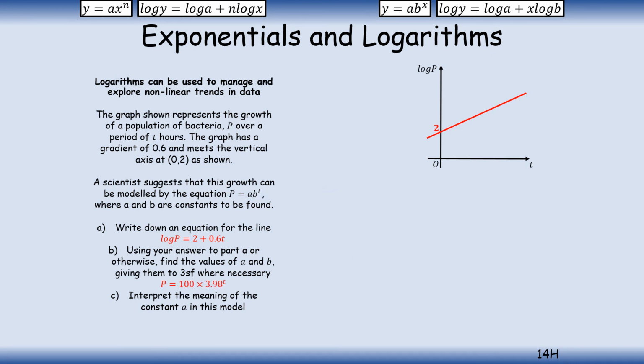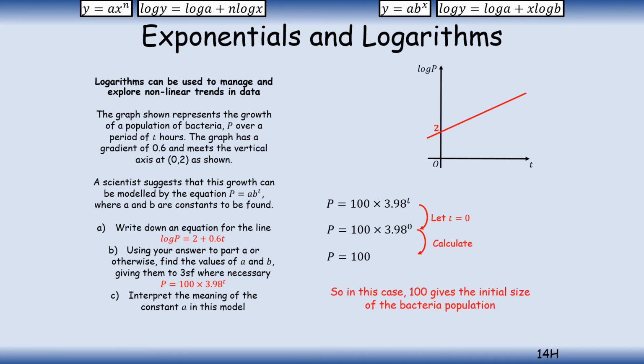Now it says interpret the meaning of the constant a in this model. If we let t equal 0, 3.98 to the power of 0 is 1, so P would simply equal 100. Which means a is representing the initial size of the bacteria. So 100 gives us the initial size of the bacterial population.